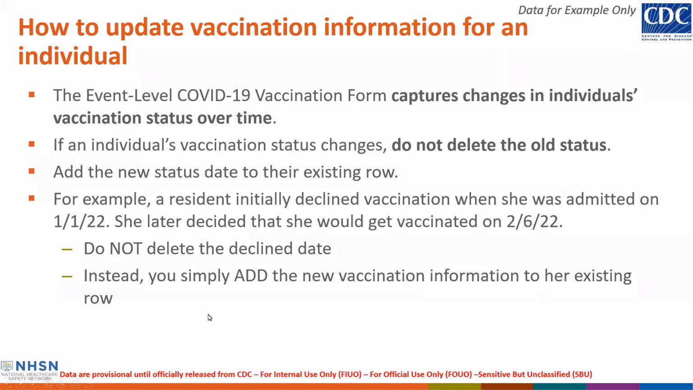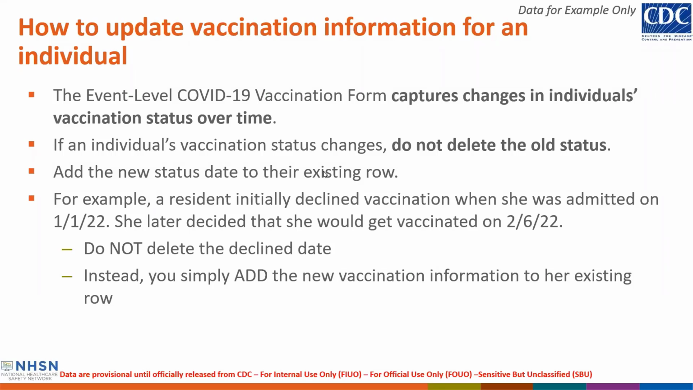And Heather, how do we update vaccination information for an individual? Yeah, so this is one of the really cool things about the event level form being in the NHSN application. You can capture changes in a single row as someone's status changes over time. So when their status changes, you don't have to enter a new row or delete the old status.